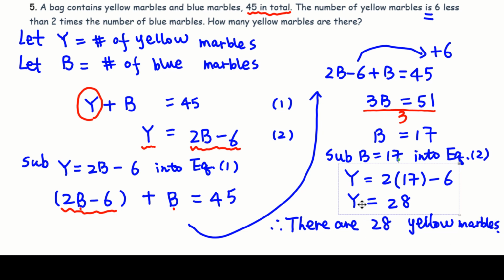And again, you can sub b into each equation. So 28 plus 17, yeah, 45. This one, 2 times 17 minus 6 is 28. So both work. You have the right solution.